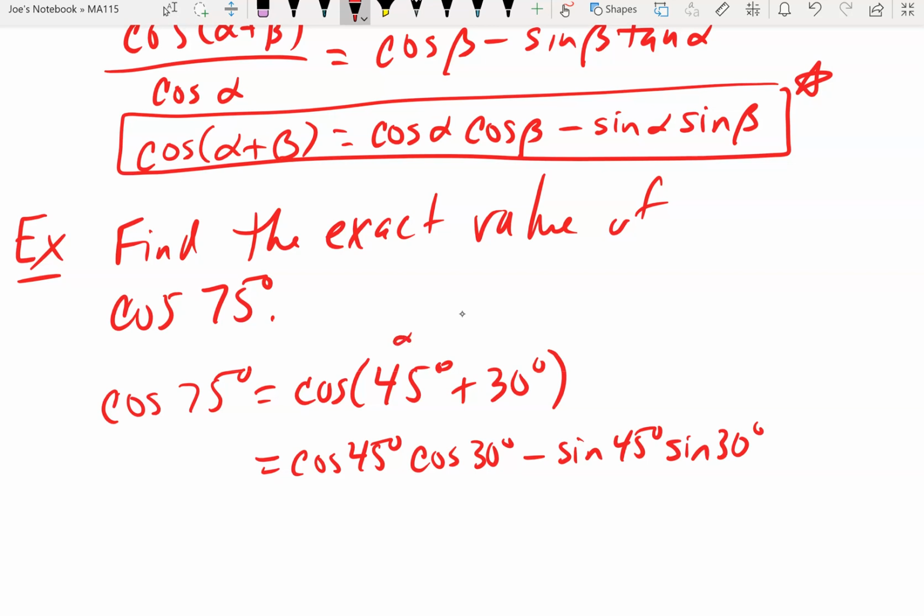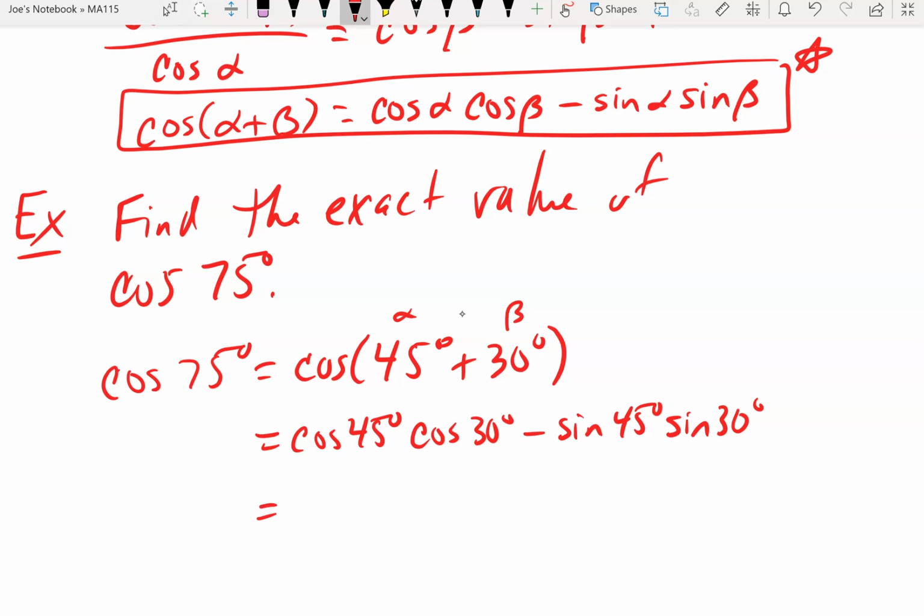Because in the formula, this is playing the role of alpha, this is playing the role of beta, right? We agree? Okay. What's cosine of 45? Good. And what's cosine of 30? So assume we forget. What's cosine of 30? Good. Sine of 45? Yeah, 1 over root 2. And sine of 30? A half. Good.